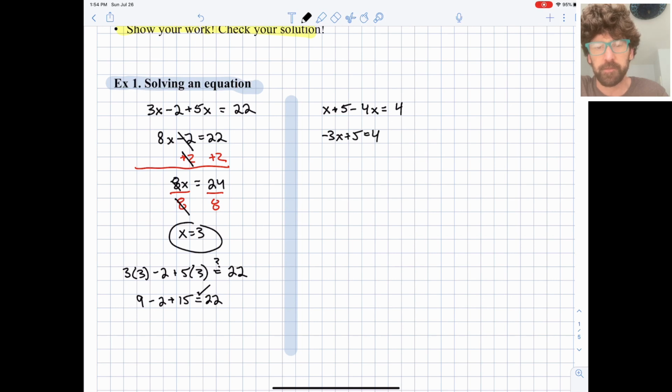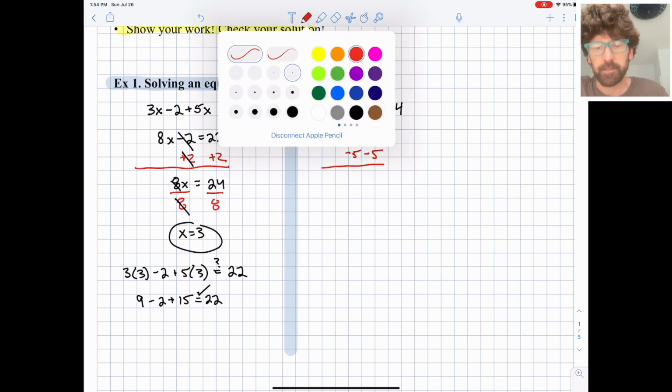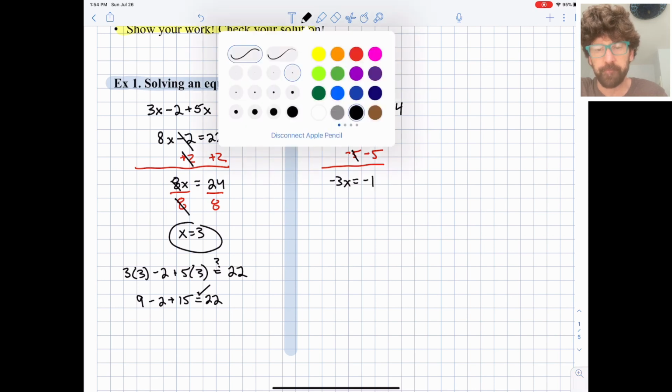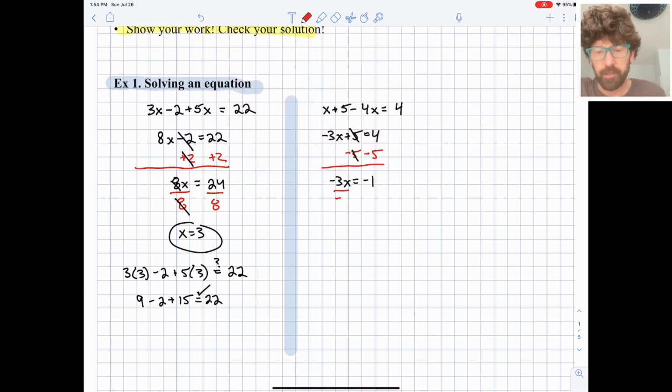Plus 5 equals 4. Subtracting 5 from both sides, it looks like these 5s cancel. A negative 3x equals 4 take away 5, which is a negative 1. We can divide by negative 3. And our negative 3s over here cancel. That was the whole point of dividing by negative 3. These negatives cancel, and we have x is equal to 1/3.